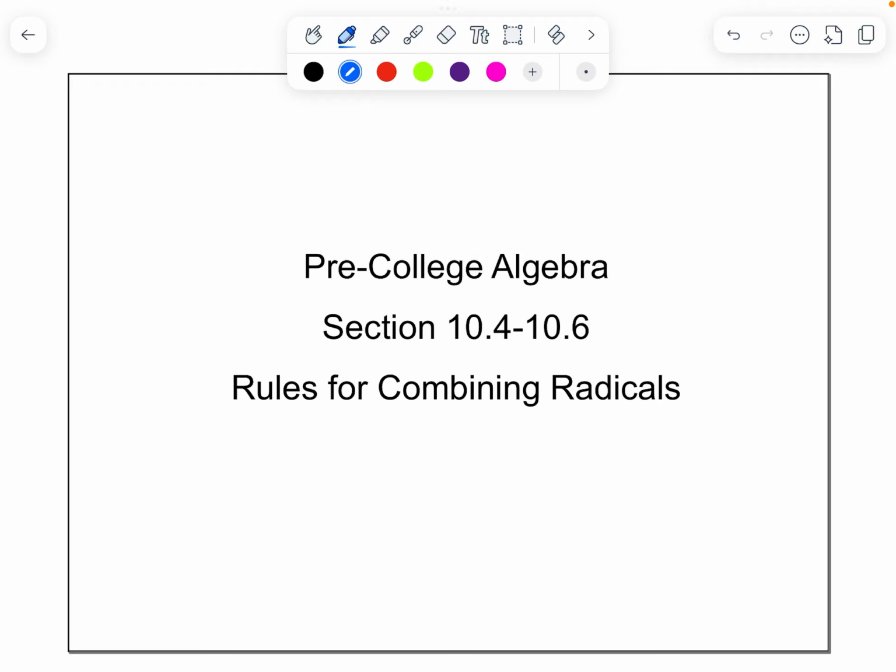In this last set of lessons, what we're going to do is look at ways to combine radical expressions. That's things with square roots. And in this video, we're going to look at how to add those and how to multiply things with square roots. In the next video, the final video, we're going to look at how to divide things with square roots.